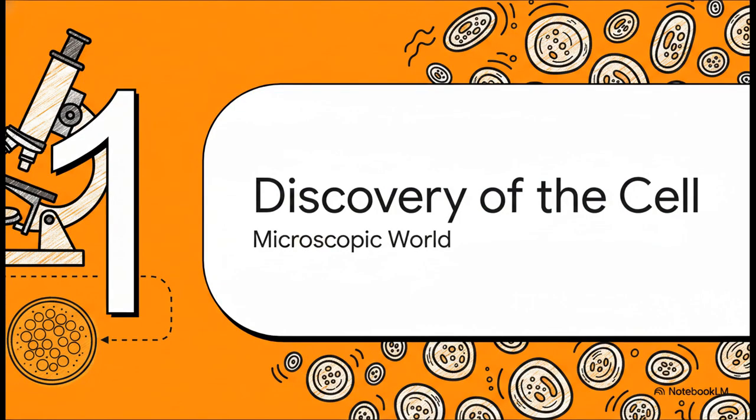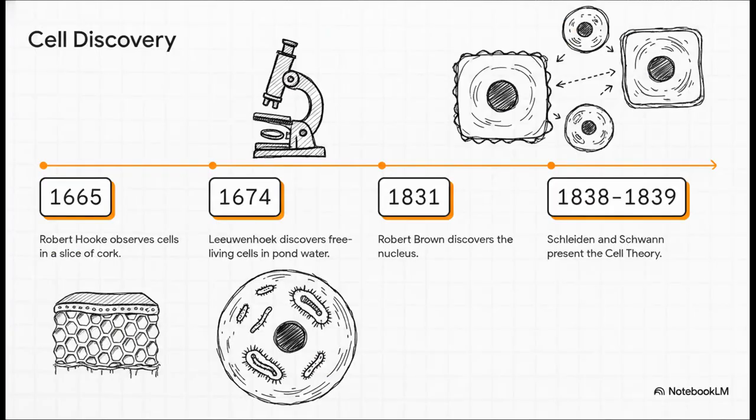All right, Section 1, Discovery of the Cell. Let's unlock this microscopic world. So picture this. It's 1665. A scientist named Robert Hooke places a super thin slice of tree bark, just regular cork, under a primitive microscope he designed himself. Looking through the lens, he notices it looks almost exactly like a honeycomb.